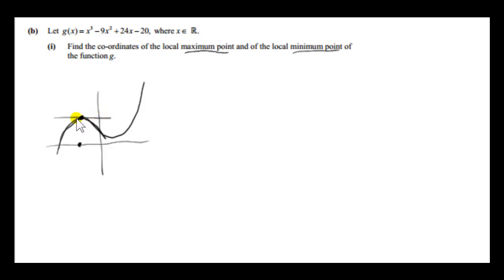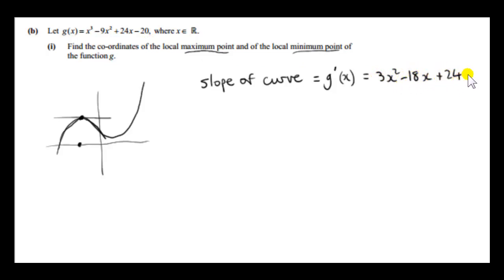And the slope of the curve is the derivative of the curve. So slope of curve is the derivative of this function, which we can write as g prime of x. So if we work that out, x cubed becomes 3x squared, the next term becomes -18x, and the next term becomes +24. The last term is 0.